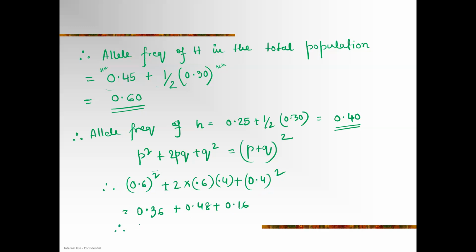Therefore, percentage of HH individual is what? 0.36 into 100. Yes or no? That is 36%. Clear?